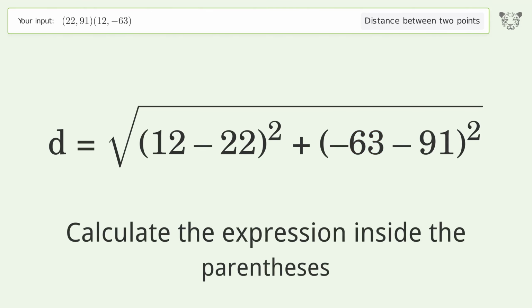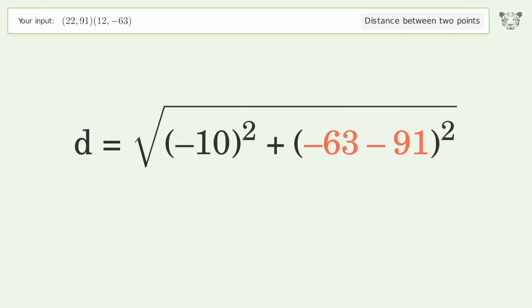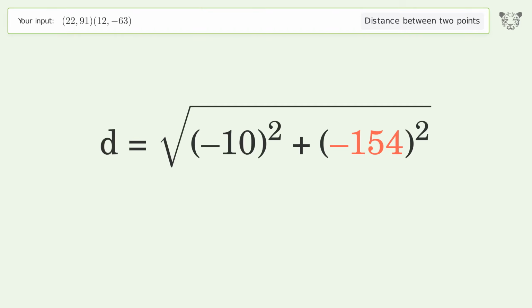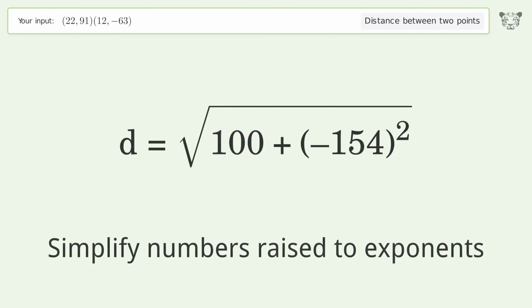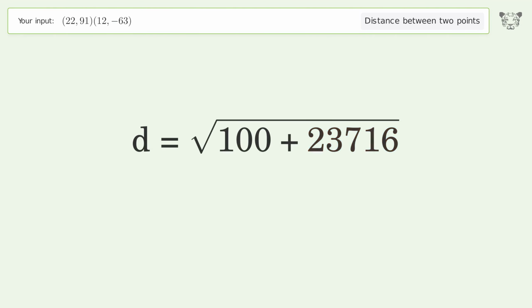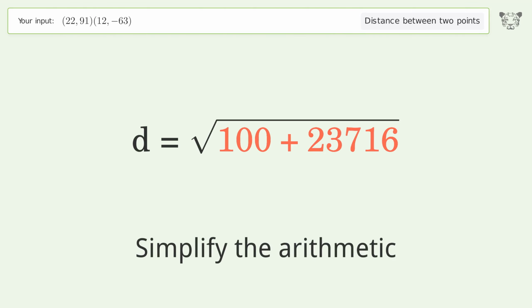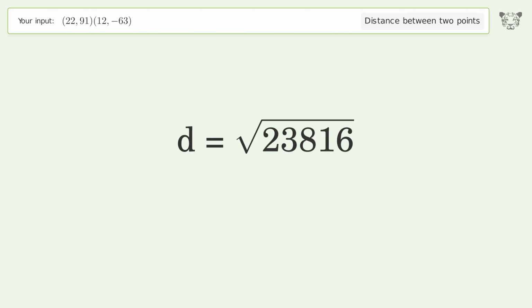Calculate the expression inside the parentheses. Simplify numbers raised to exponents. Simplify the arithmetic. And so the distance between the 2 points is the square root of 23,816, or 154.324.